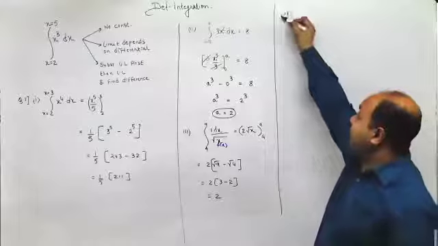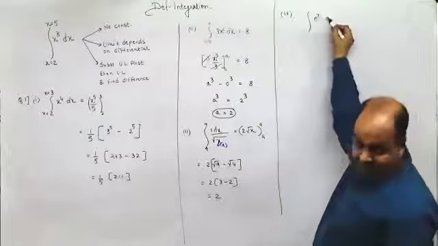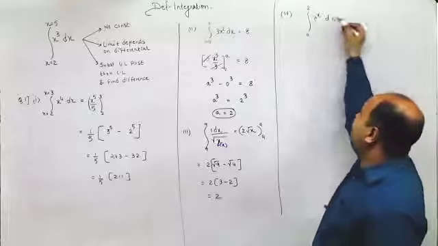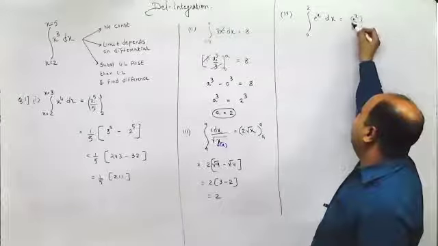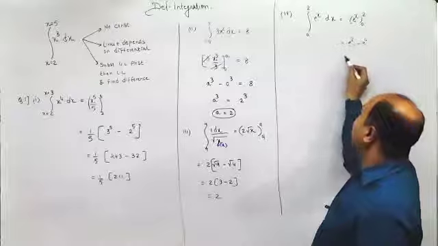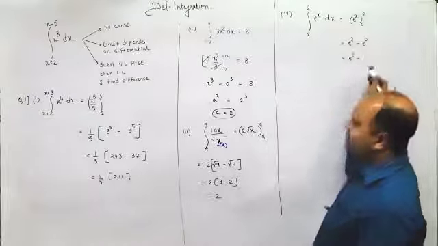Fourth one, integral of e raised to x dx between 0 and 2 is equal to e raised to x between 0 and 2. This is e raised to 2 minus e raised to 0. e square minus 1. This is the answer.